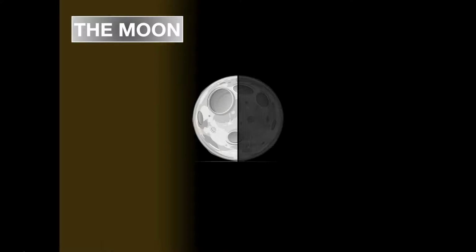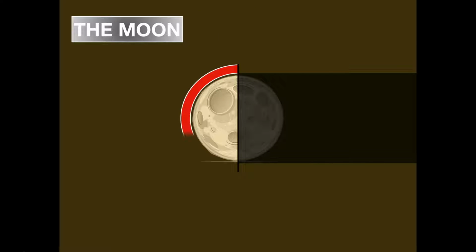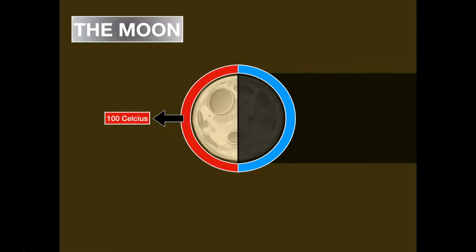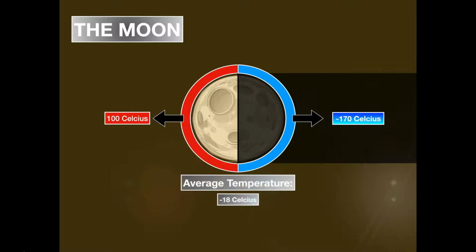So if we were to compare the temperature of the moon over the course of the day, well, on the light side of the moon, it's going to be somewhere around 100 degrees Celsius. And on the dark side at nighttime, it's going to be somewhere around negative 170 degrees Celsius, which is very cold. Now, this is going to be for an average temperature of somewhere around negative 18 degrees Celsius.